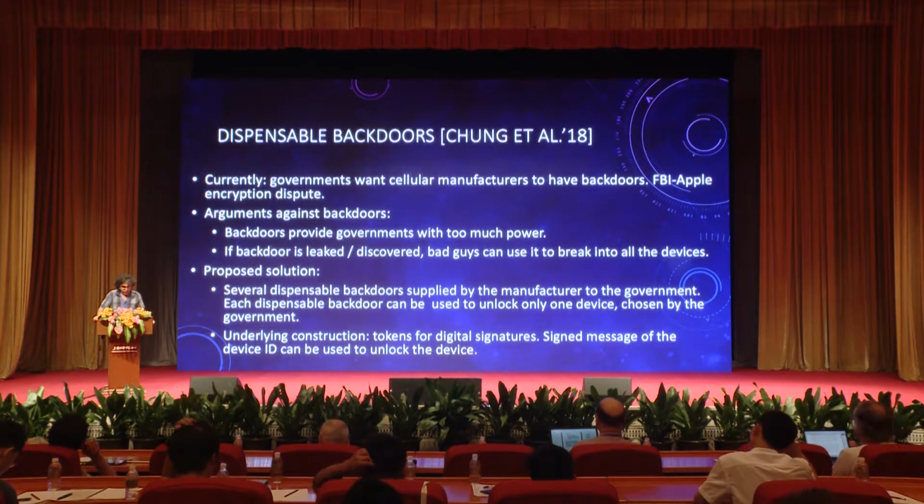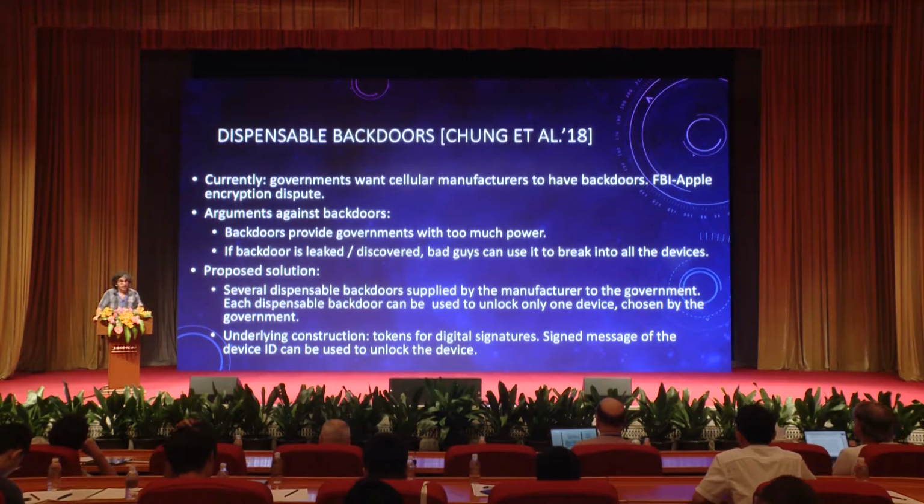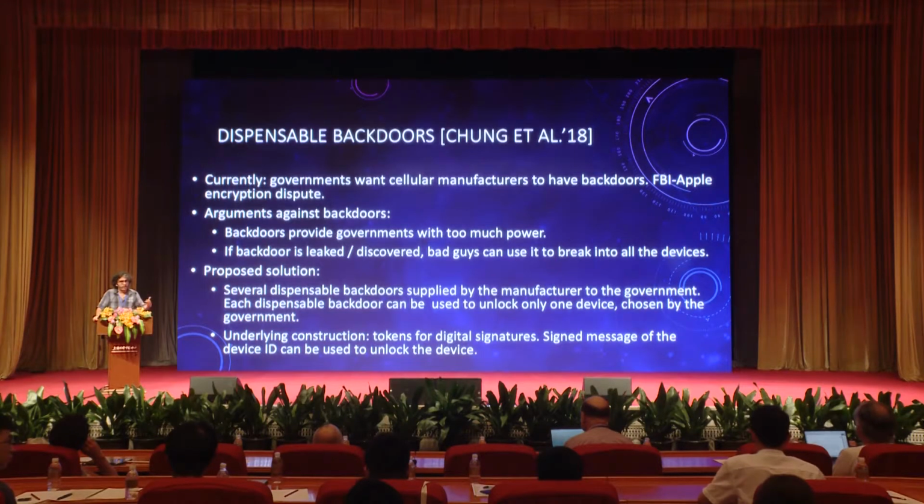So what they proposed is to use the concept of the dispensable backdoors supplied by the manufacturers to the government, where each dispensable backdoor can be used to unlock only one device of the government's choice. So imagine if the government gets 10 dispensable tokens, it can choose which 10 people they want to hack, and then unlock their devices.